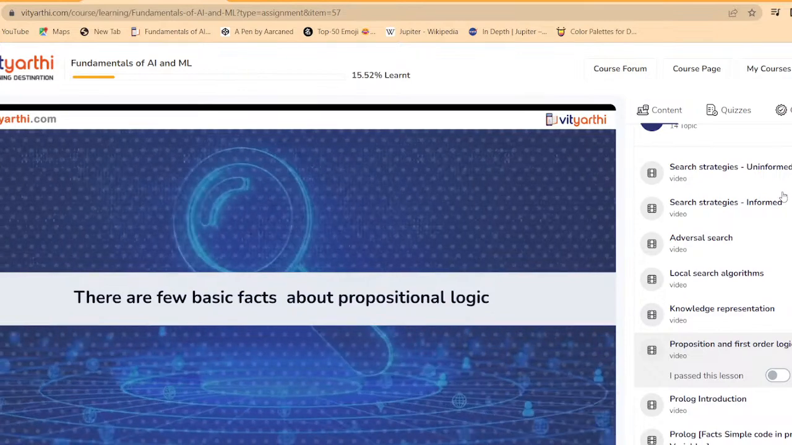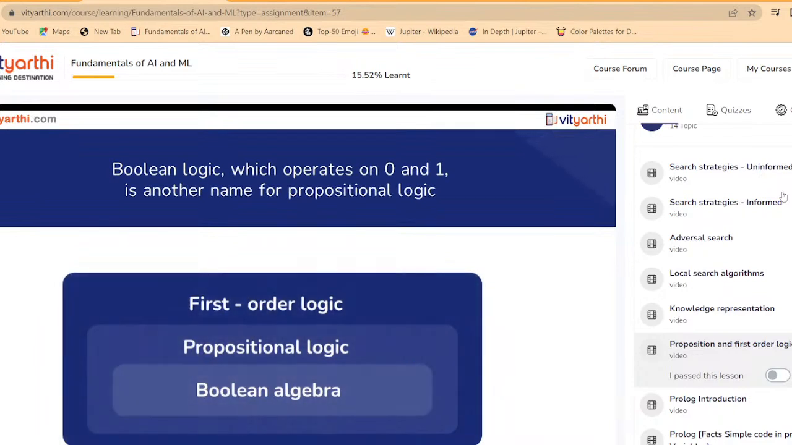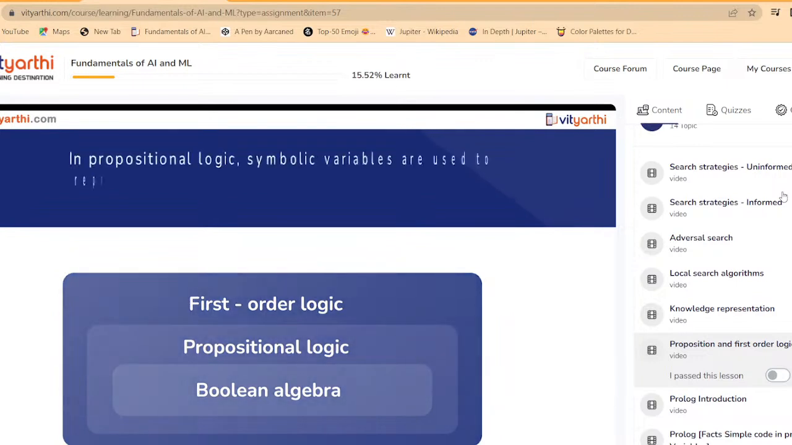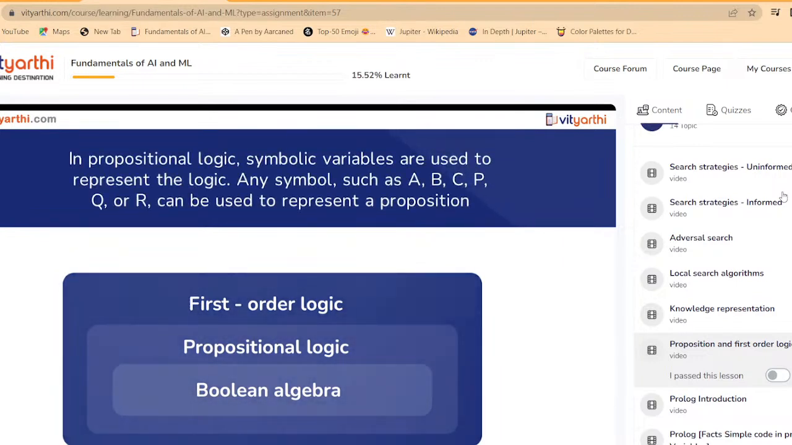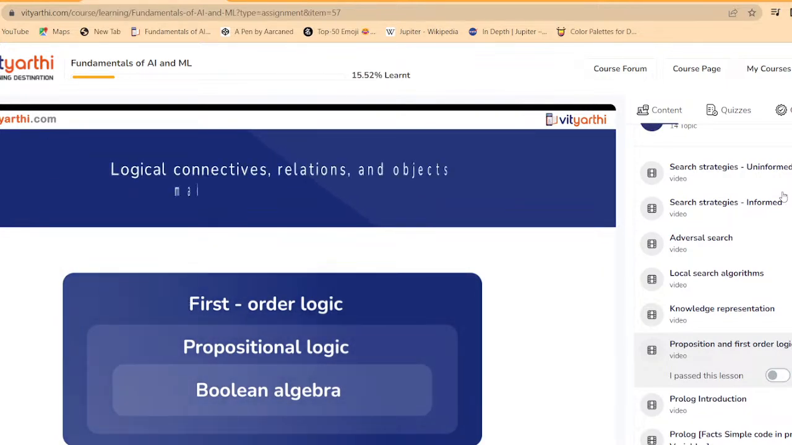There are a few basic facts about propositional logic. Boolean logic, which operates on 0 and 1, is another name for propositional logic. In propositional logic, symbolic variables are used to represent the logic. Any symbol such as A, B, C, P, Q, R can be used to represent a proposition. A statement can only be true or untrue. It cannot be both. Logical connectives, relations, and objects make up propositional logic.